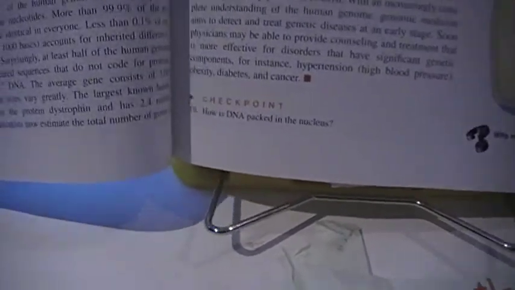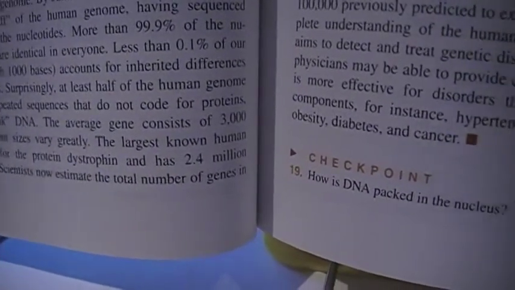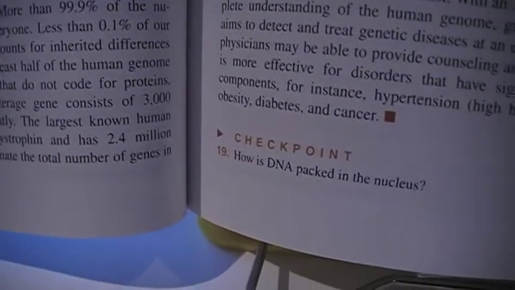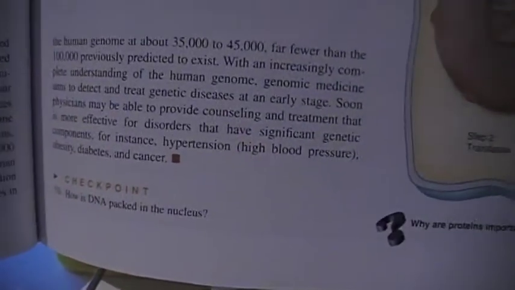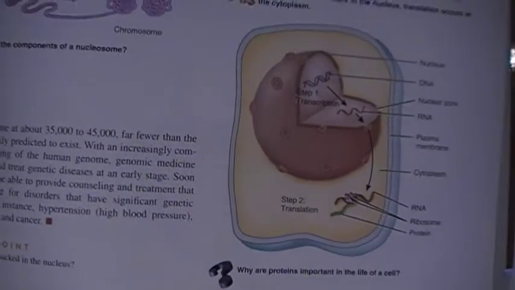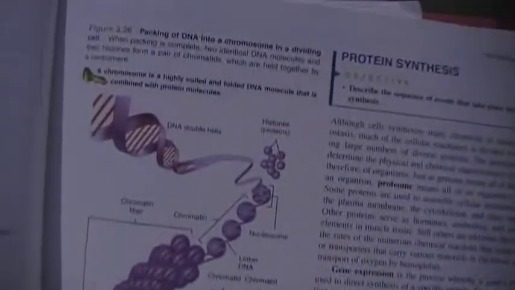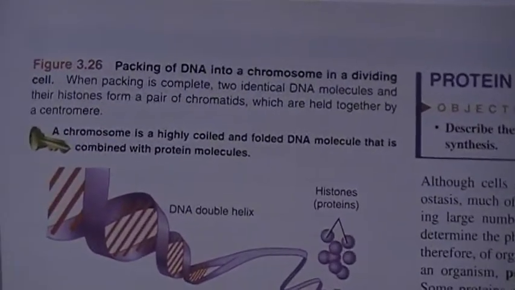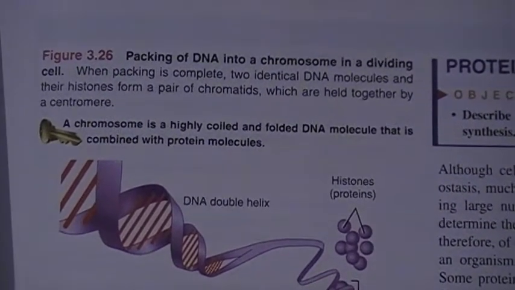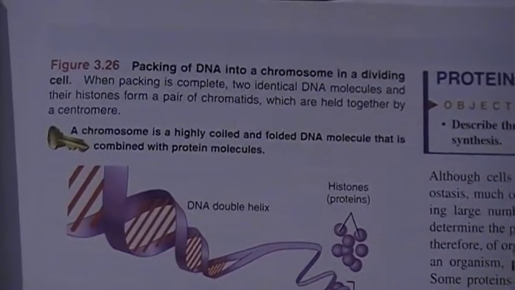The average gene consists of 3,000 nucleotides. DNA is packaged in the nucleus like this. Packaging of DNA into a chromosome in a dividing cell.